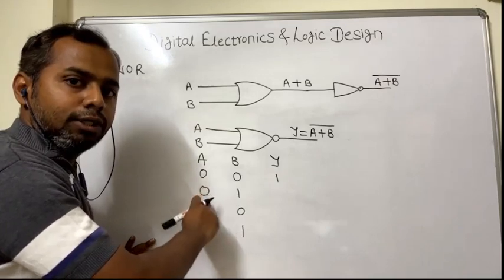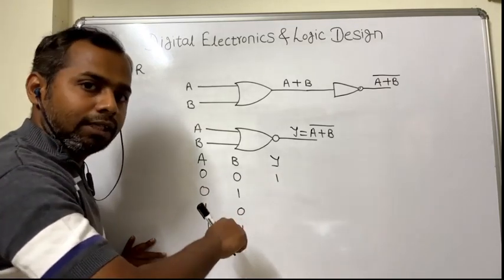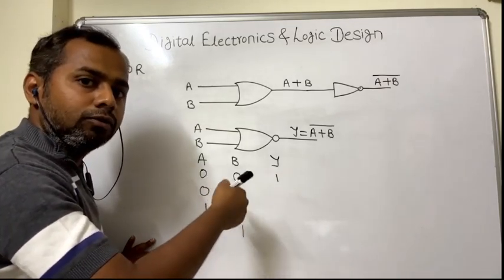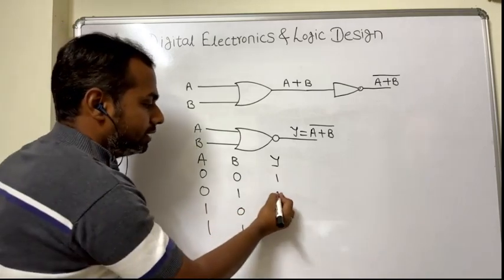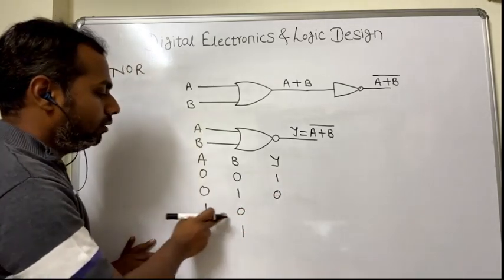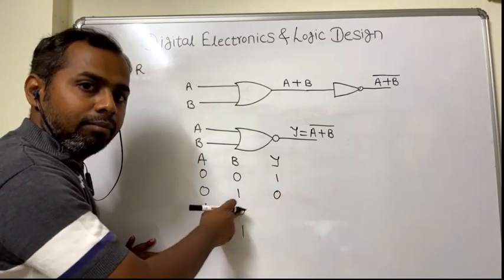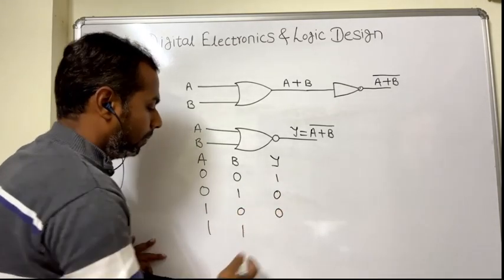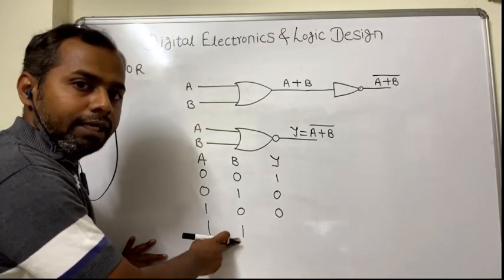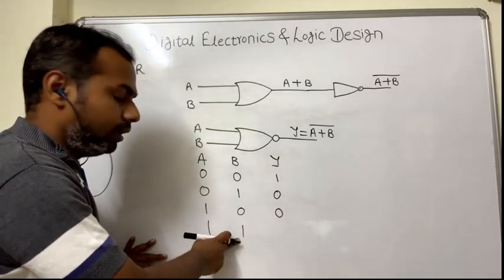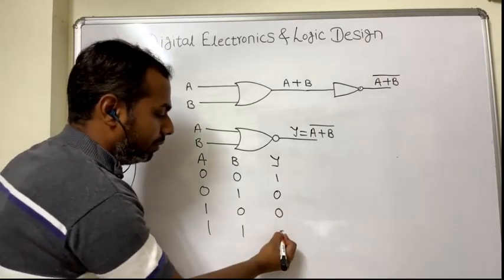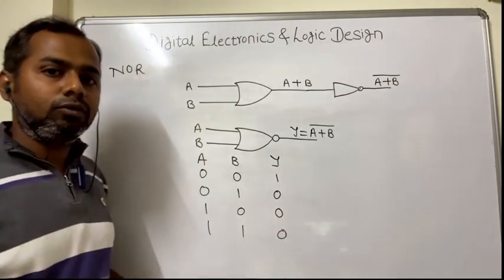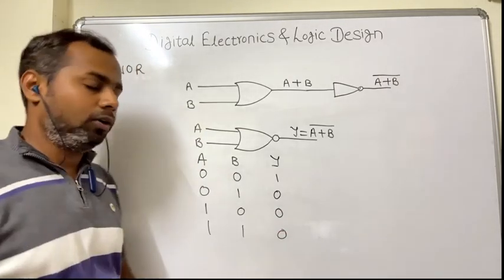There 0 or 1, it is 1, but in NOR we have to take its complement, so it is 0. 1 or 0, it is 1, but in NOR we have to take its complement, that is 0. 1 or 1, it is 1. In NOR gate we have to take its complement, that is 0. This is a truth table and logical symbol of NOR gate.